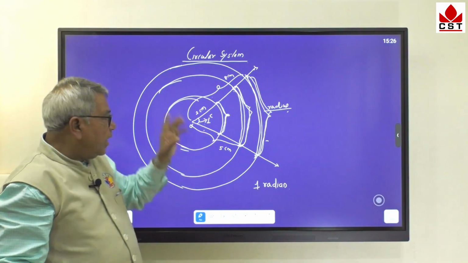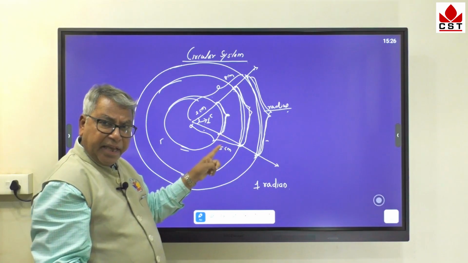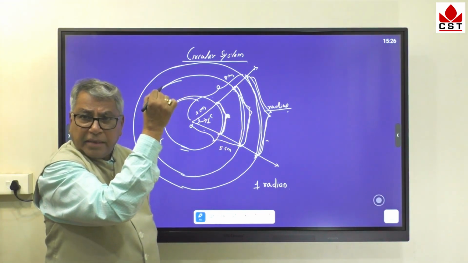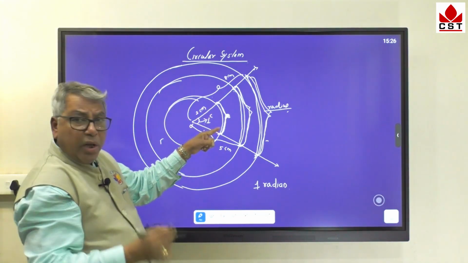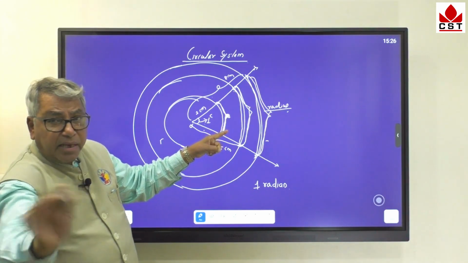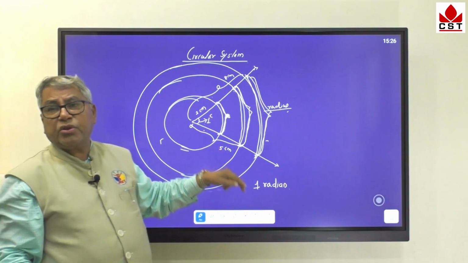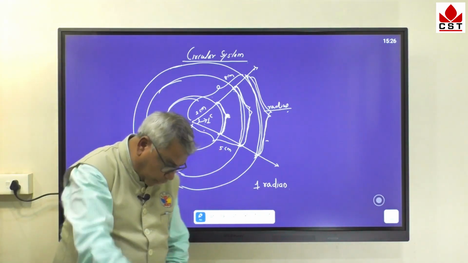Read it: 1 radian is the angle subtended by the arc of the circle whose length is equal to the radius of the circle. It doesn't mean that it's a radius, remember that; its length is equal to the radius of the circle. It is always constant for all circles. I'm going to prove that now.